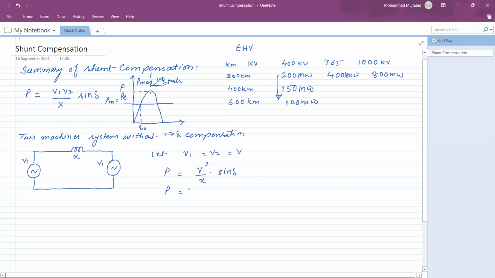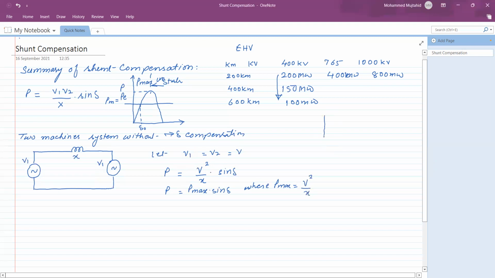So it is equal to P maximum into sine delta. What is the P maximum? P maximum becomes maximum when delta is equal to 90 degree. So P maximum is equal to V square upon X.